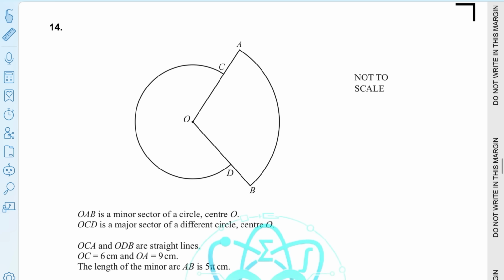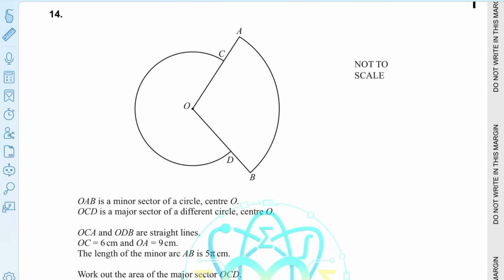Next question. Yes, the next question is on sectors. OAB is a minor sector of a circle, center O, and OCD is a major sector of a different circle, center O. OC and ODB are straight lines. OC is 6 centimeters, and OA is 9 centimeters. Is it okay? Right?